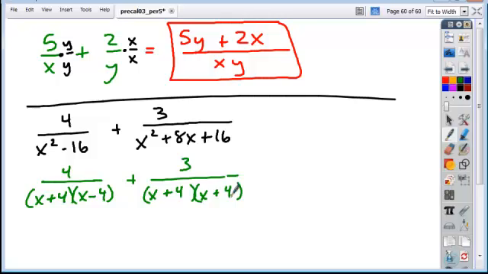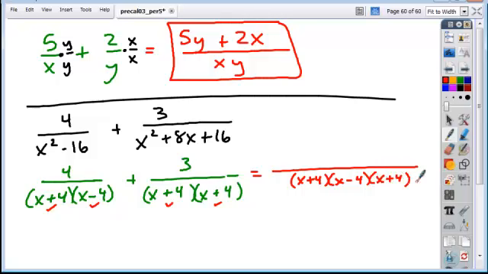Okay, so when I move to combine these into one single fraction, for my LCD, I need to take every factor that appears. So I need an x plus 4. That's not there already. An x minus 4, it's not there, so I put it. An x plus 4, which I already have, so I can disregard that. But I have a second x plus 4, so I do need another one. So notice my LCD contains 2 x plus 4s and an x minus 4.